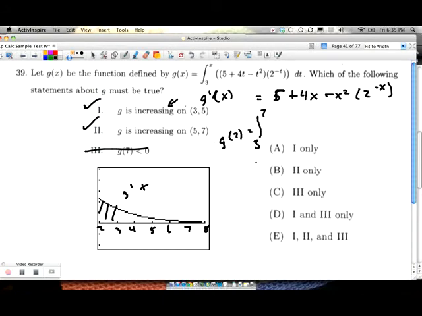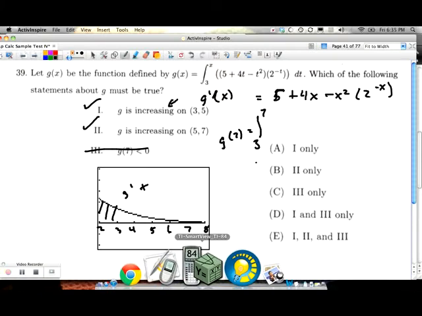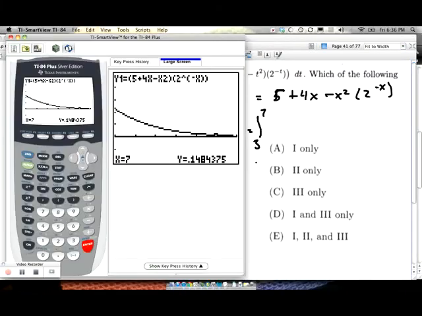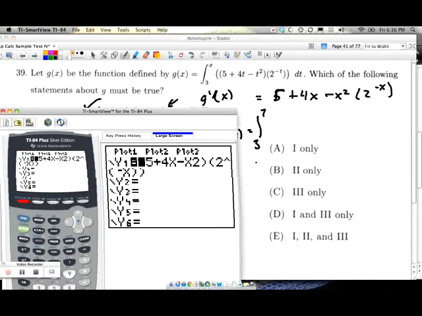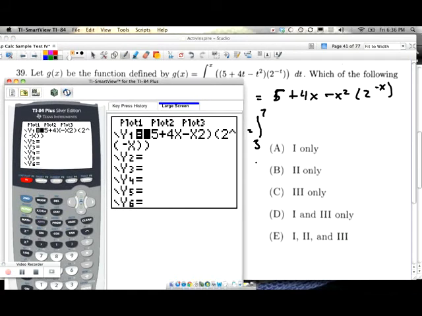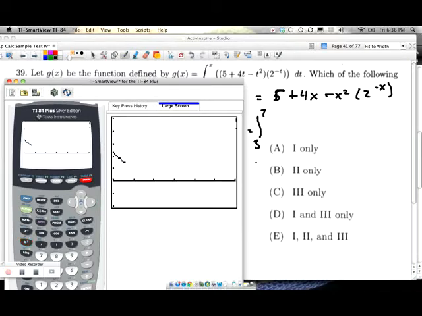Well, maybe g of 7 is less than 0 for some reason that I'm not seeing. The other thing I need to check is to make sure that I typed this all in correctly. We have 4t minus t squared. So if I go back to my y equals, we got 5 plus 4t. So 5 plus 4x. Oh, that says minus x times 2. That's not really x squared. I think that might make a difference. So this is x squared.